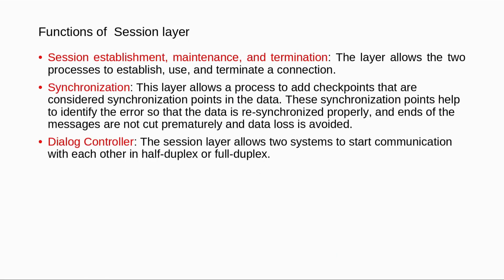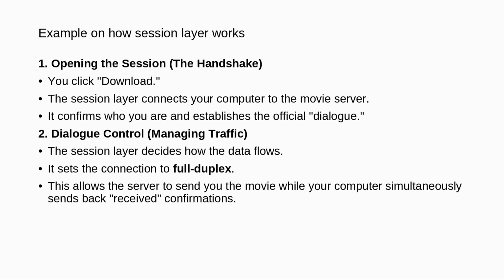Let's look at a real world example of how the session layer actually works. First, it opens the session, the main work of the session layer. Imagine you're downloading a movie. When you click download, the session layer connects your computer to the movie server. It confirms who you are and establishes the dialogue. After that comes dialogue control, where it manages traffic. The session layer decides how the data flows. It sets the connection to full duplex. This allows the server to send you the movie while your computer simultaneously sends back the received confirmation.